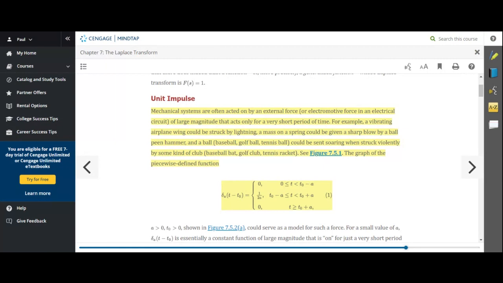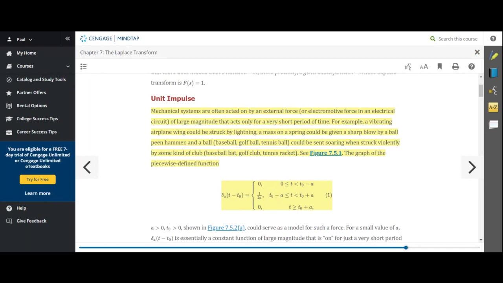Of course, we've all had jolts in the electrical system, right? But they last just an instant. Well, we need a function to model this kind of phenomenon. And there is a function. I don't want to get too heavy into it, but this is an impulse function. So look at what they have here.